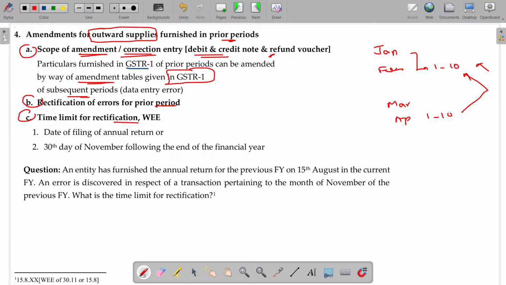Whichever is earlier of date of filing of annual return or 30th day of the November following the end of the financial year. An entity has furnished the annual return for the previous year on 15th August in the current financial year. An error is discovered in respect of a transaction pertaining to the month of November of the previous year. What is the time limit? This one or 30th November, between these two, whichever is earlier. So 15/8 is the cutoff date.